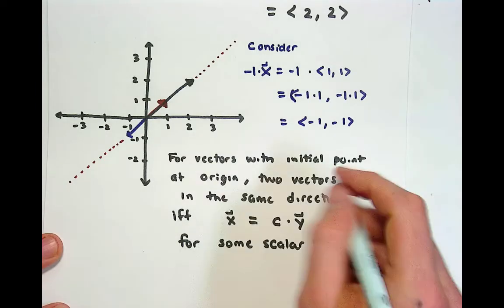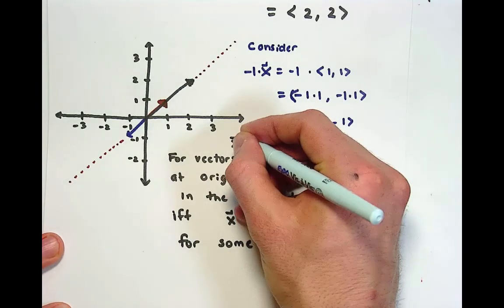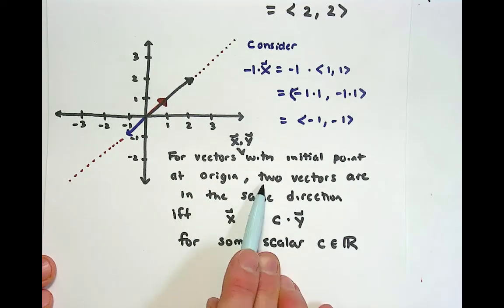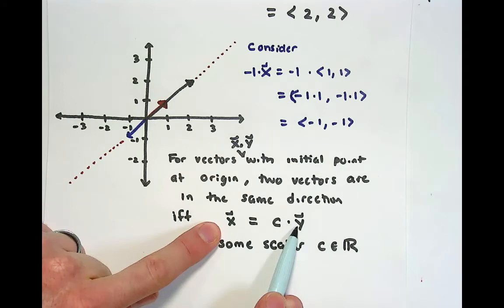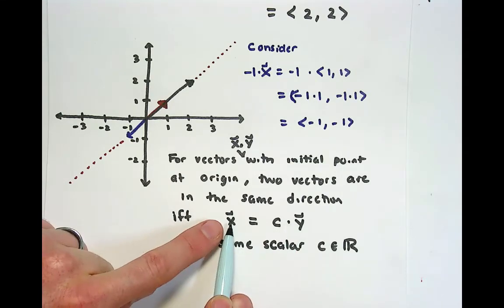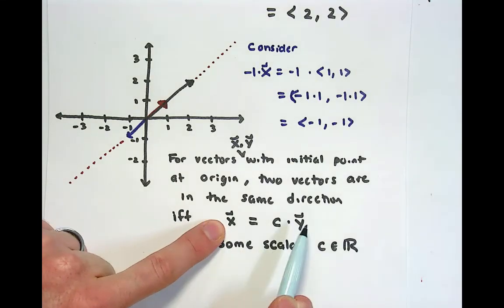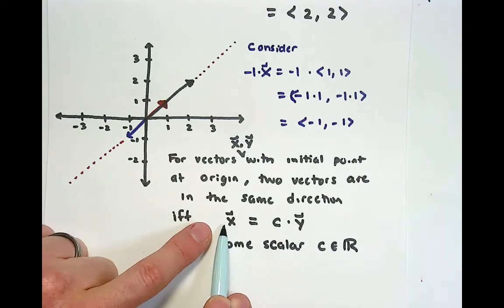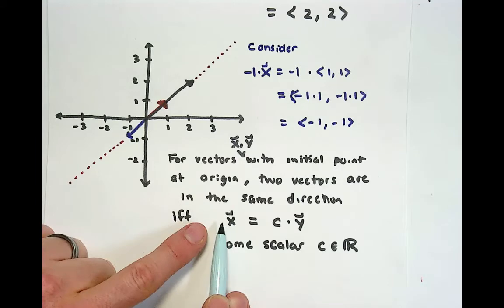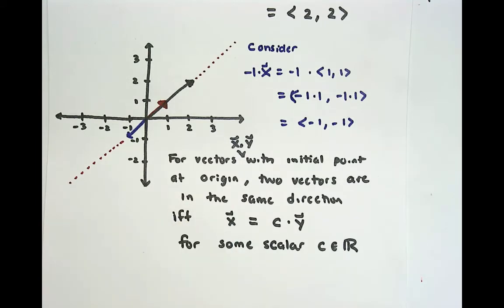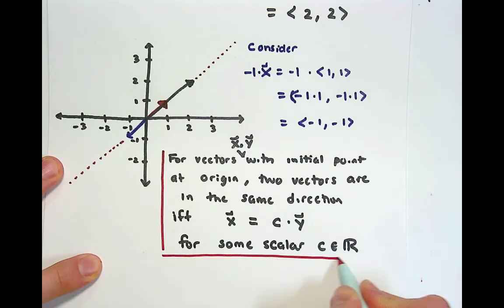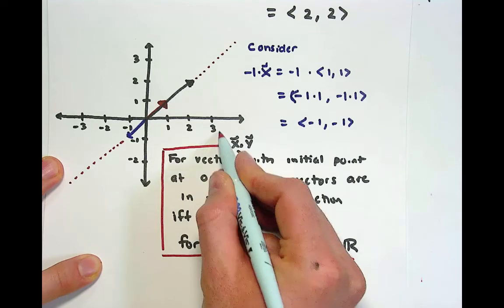So for vectors, let's call them x and y with initial points at the origin, these two vectors are in the same direction, x is in the same direction as y, if and only if I can write x as c times y. Or another way is I could write y as 1 over c times x, or alpha times x. We're going to come back to this. It's a very, very important observation that's going to come back over and over and over again.